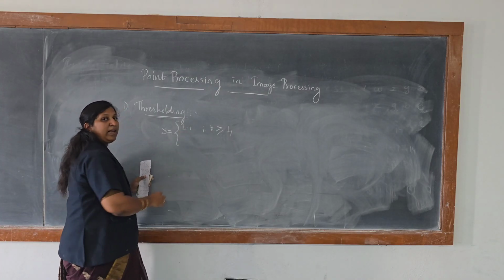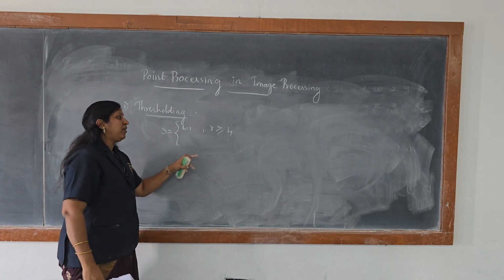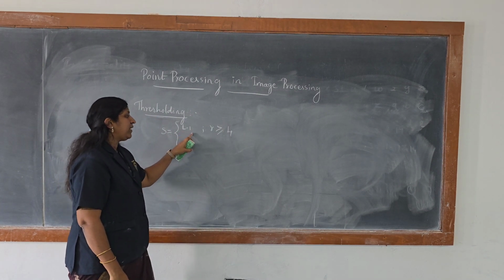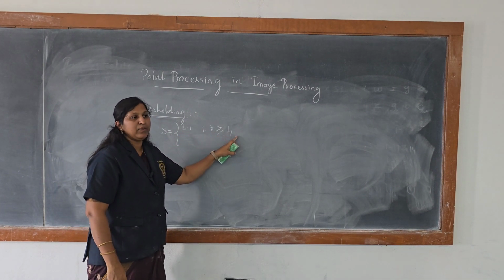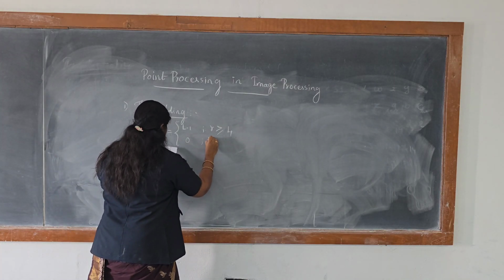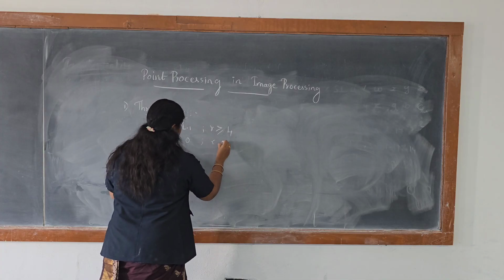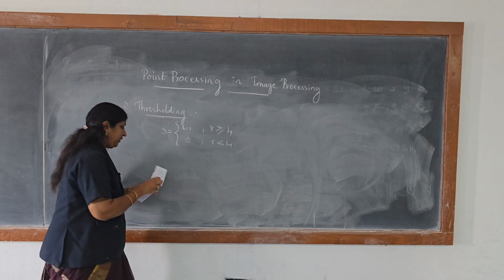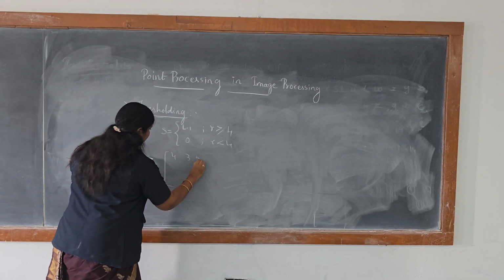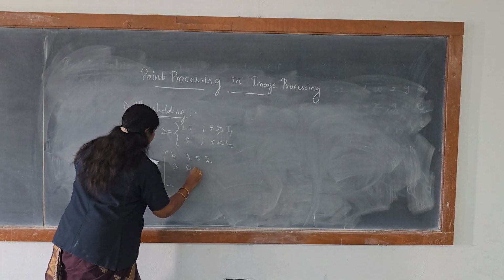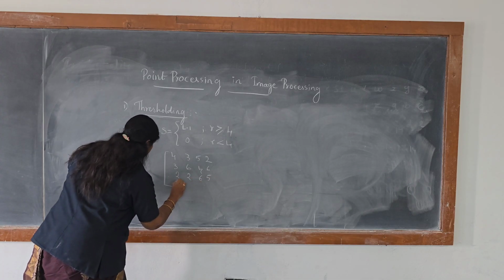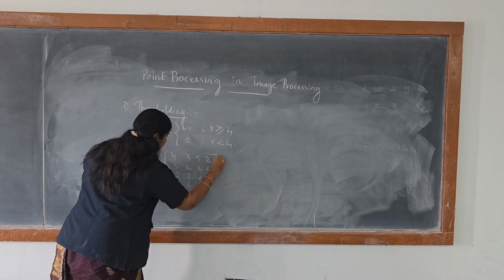So the maximum value here is 7, and I am taking 4 as the threshold value. The formula here is S is equal to 4 minus 1 if R is greater than or equal to 4, and it is 0 if R is less than 4. Okay, so take the same matrix: 4, 3, 5, 2, 3, 6, 4, 6, 2, 2, 6, 5, 7, 6, 4, 1.